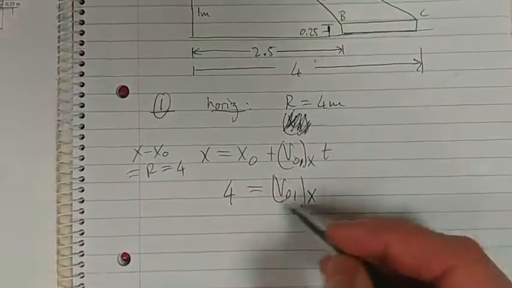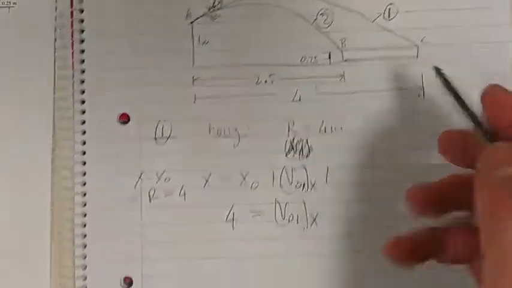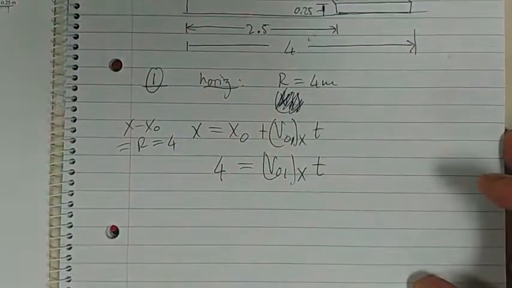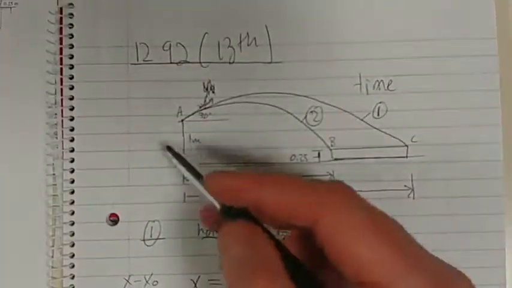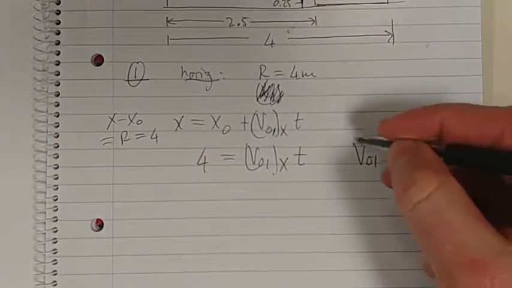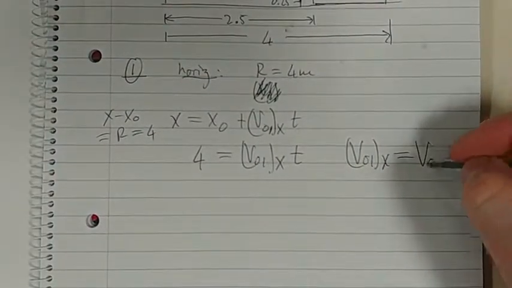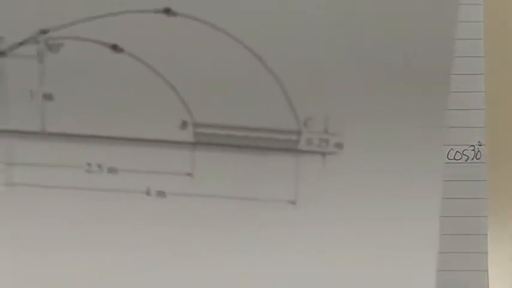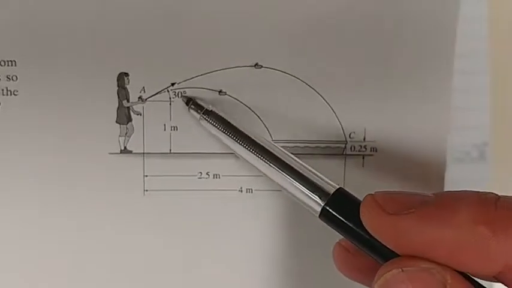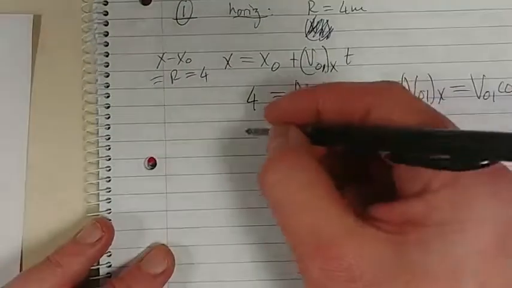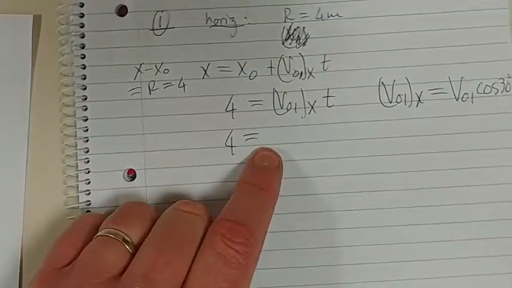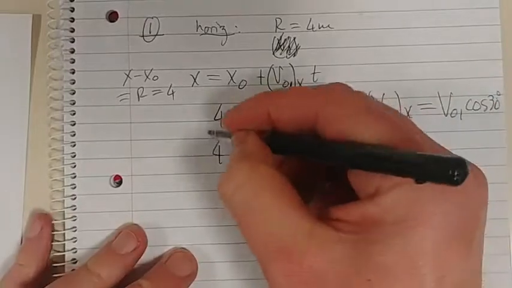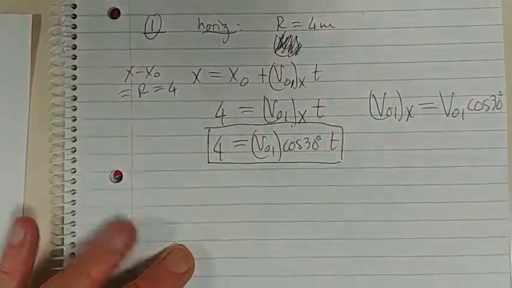v01 in the x, so my original x velocity of this first one, times time. But remember, we need our original velocities for both. So what is my v01 in the x? It is v01 cos 30, because we have that 30 degrees there. So just keep that in mind. So let's rewrite this: 4 is equal to v01 cos 30 times t. So we've got something there that we're working with.